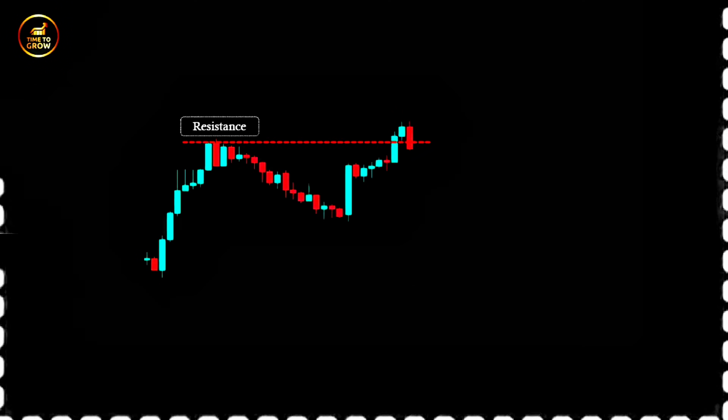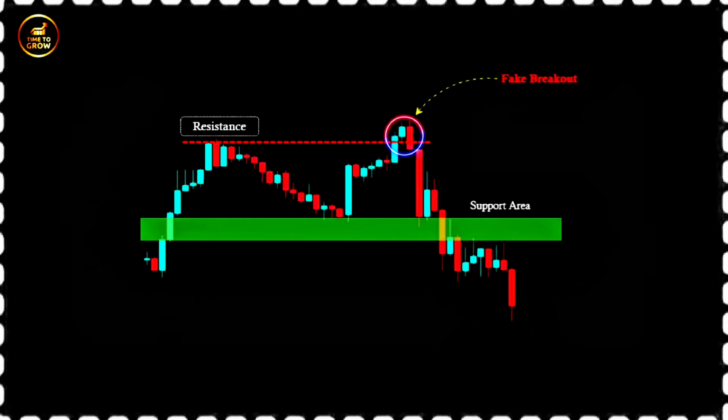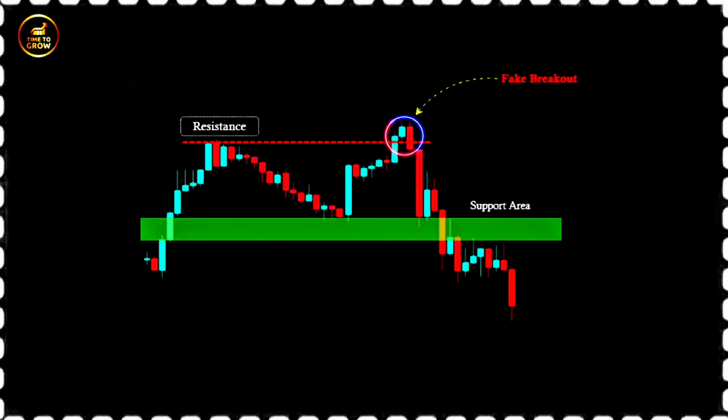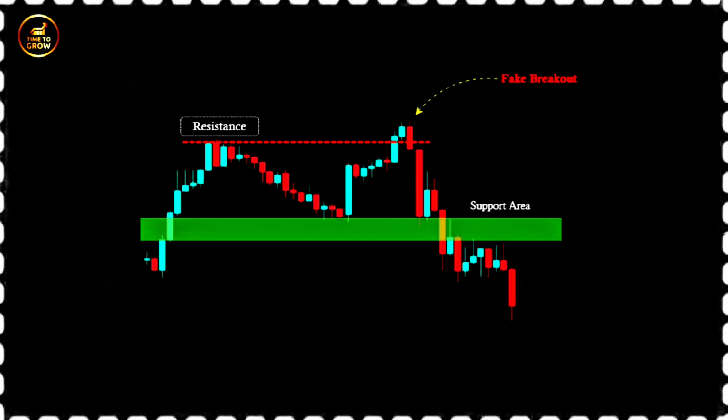When you're trading in the market, one of the biggest challenges you face is identifying fake breakouts. And most traders get trapped because they don't understand the signs behind them. So let's break it down.